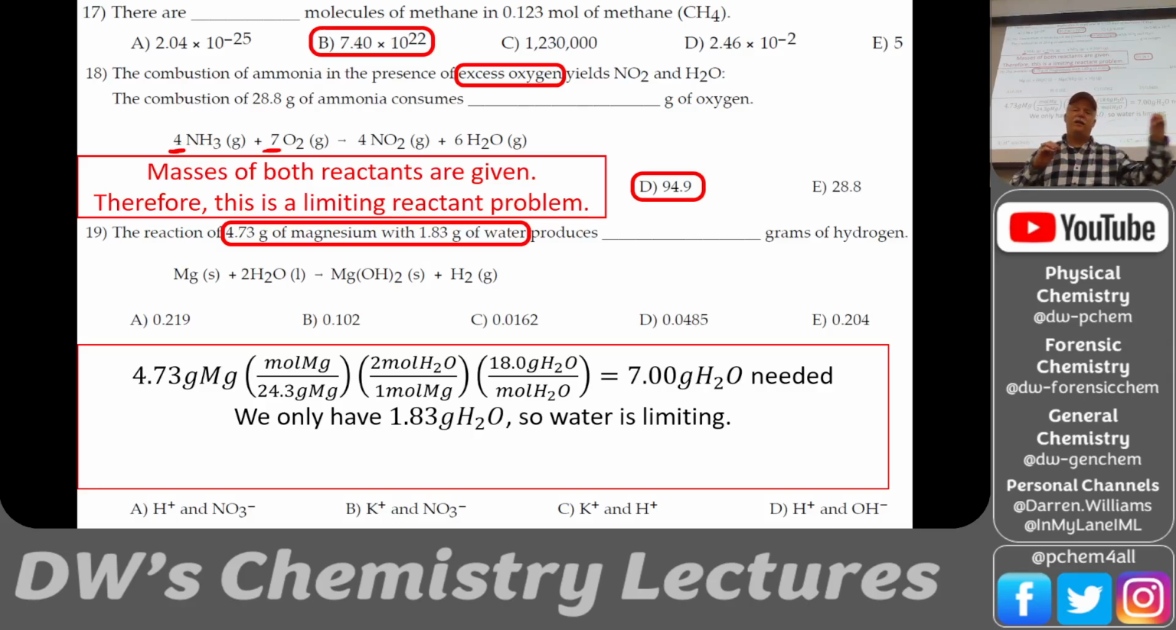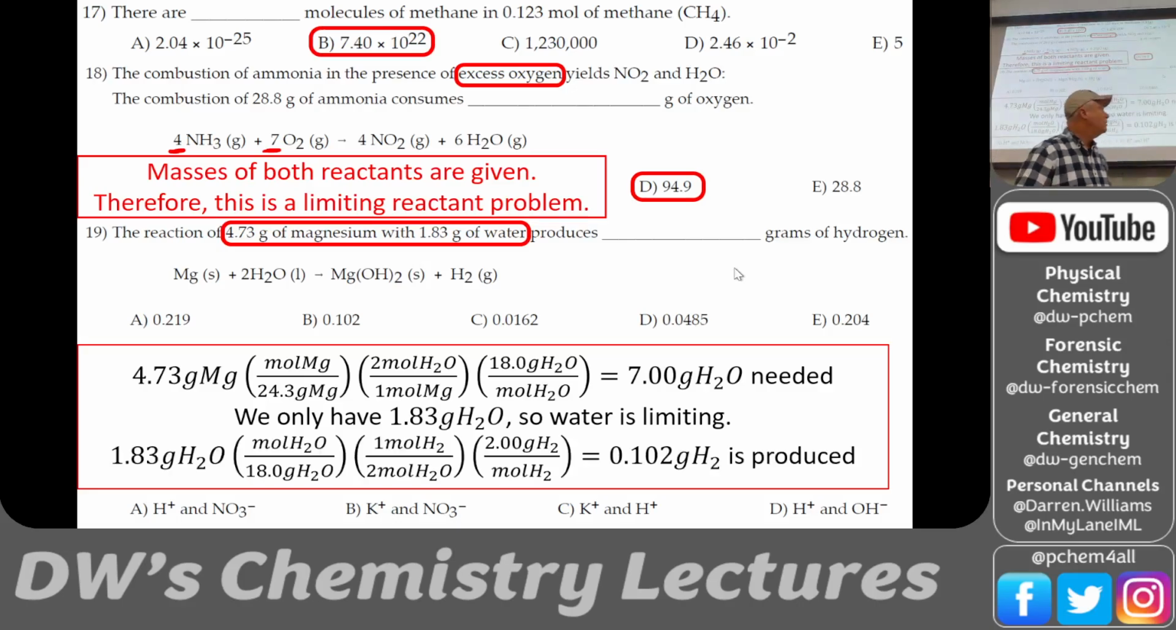So if I want to calculate the theoretical yield, which is how much hydrogen could be produced, I need to use the water. So I'll redo the whole problem starting with water. I start with the water mass, get out of mass into moles, 2-to-1 ratio to hydrogen, and then into the mass of hydrogen, and I've answered the problem. So this is the theoretical yield because I'm going to run out of water and I'll still have excess magnesium left over.